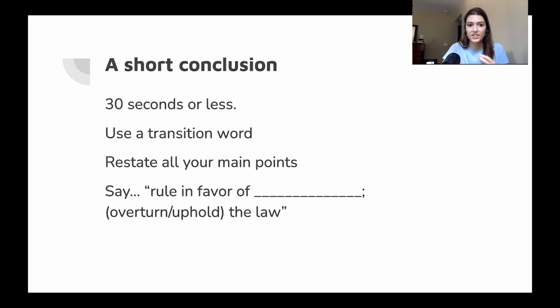You just want to spend 30 seconds. And if you are in that kind of situation, you don't even have time to give a conclusion. All you're going to say at the end of your argument is, we ask you to rule in favor of the petitioner and overturn the law, or rule in favor of the respondent and uphold the law. Thank you. And that's when you're just going to go and sit down.